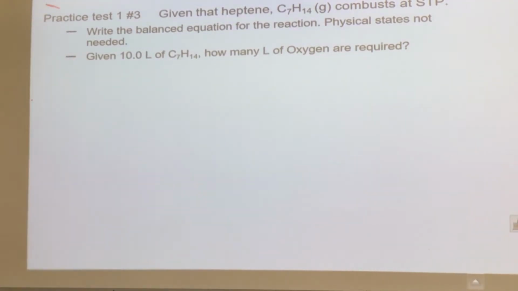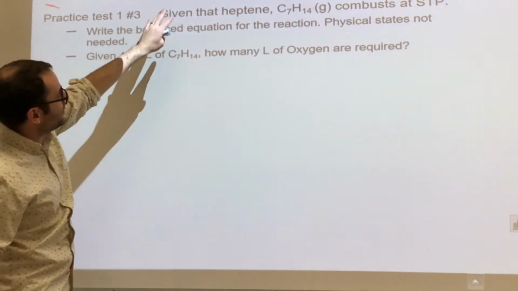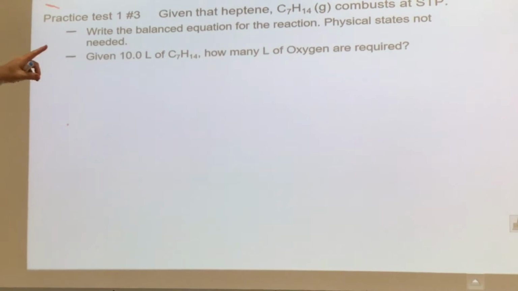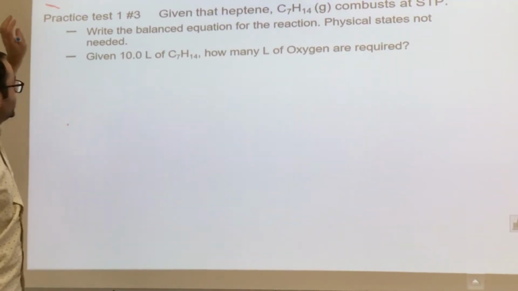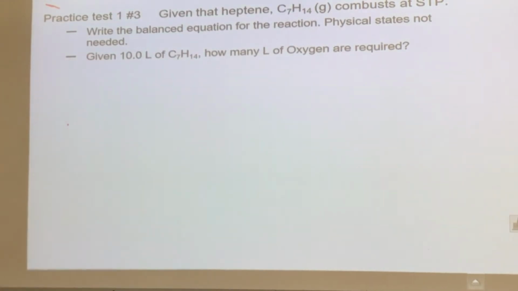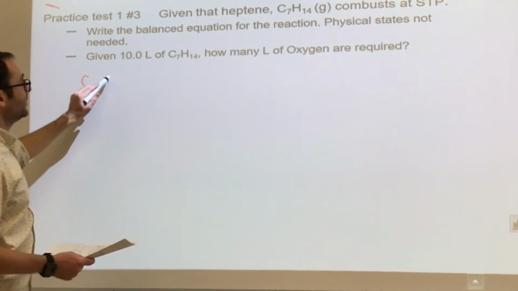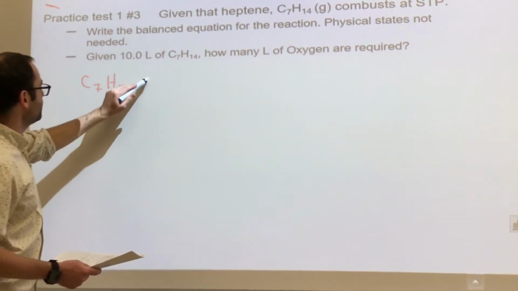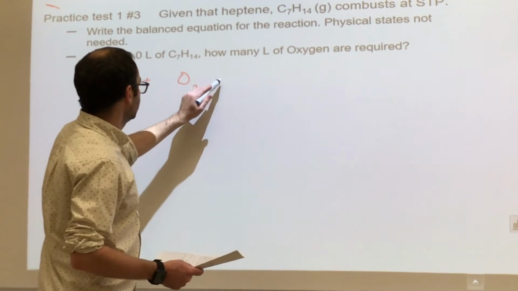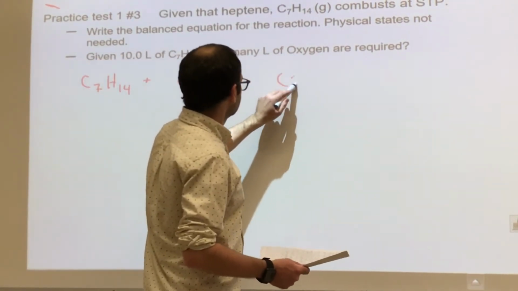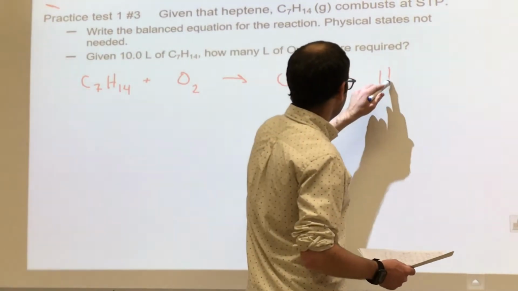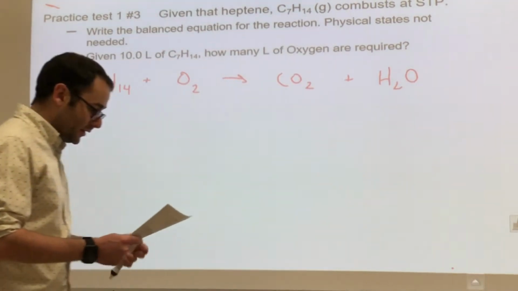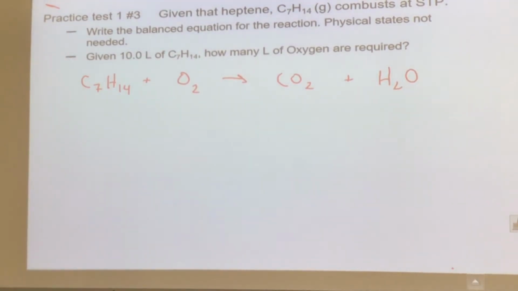Alright, so here we have practice test 1, question number 3. Given that heptene, and they give you the formula, combusts at STP, write the balanced equation for the reaction. You don't need your physical states, and then we're going to do a conversion. So for this, we know it's C7H14 plus what? Good, O2 yields CO2 and H2O. Okay, so then you balanced it, and it was a trickier one, right?